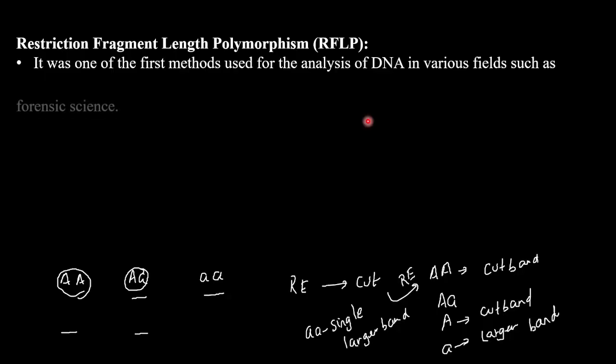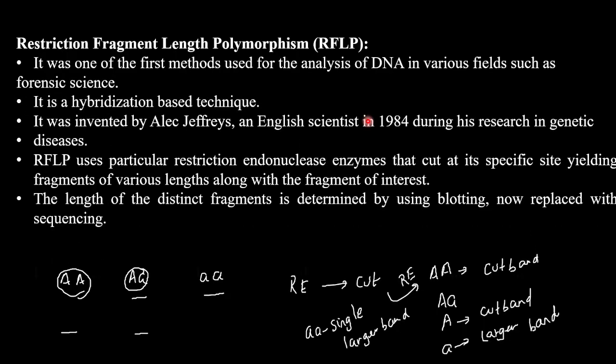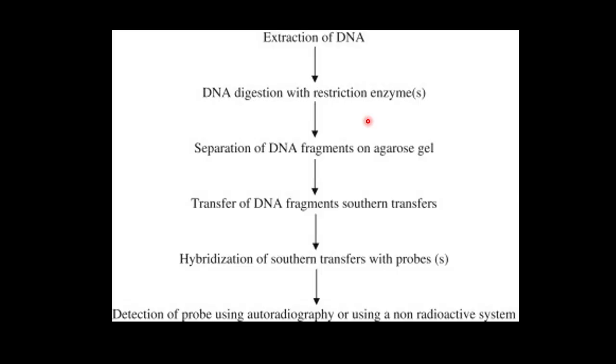Now coming to the RFLP. So what happens in the RFLP? You extract the DNA, you digest it with the restriction enzyme. Once you digest it, you will get multiple bands. Now you separate these bands on the agarose gel. You do the Southern blotting. Then you do the hybridization of these fragments with a particular probe. And then you can detect the probes by autoradiography if they are radioactively labeled. If these probes are fluorescence labeled, you can use the non-radioactive system as well.